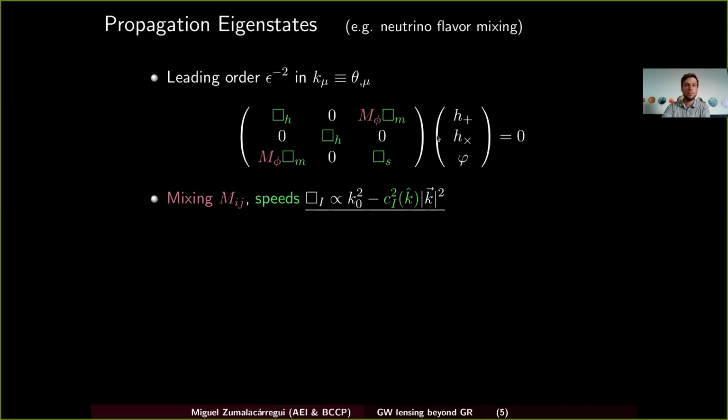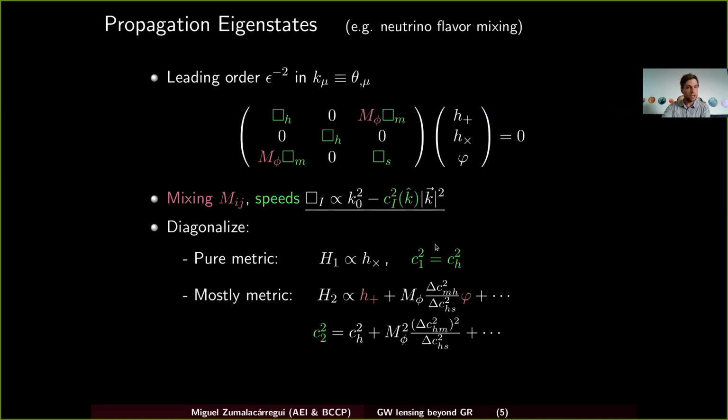And this equation can be solved exactly, producing three different propagation eigenstates. So diagonalizing this matrix, we find three eigenstates. The first one is a pure metric eigenstate, which with my conventions corresponds to the H cross term that, not surprisingly, propagates at the speed of gravitational waves, c_H, whatever speed enters into this derivative operator. There's also a polarization that is mostly metric. So it would correspond to the plus polarization in the limit in which the mixing with the scalar field is 0. But if this mixing term is non-zero, this state carries some of the scalar field perturbation. And most importantly, its speed is slightly different from the speed of the metric perturbation.